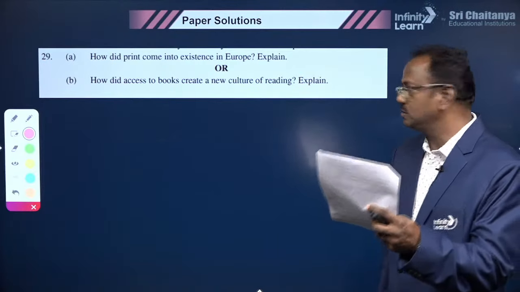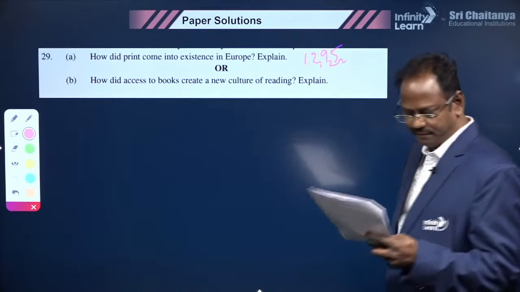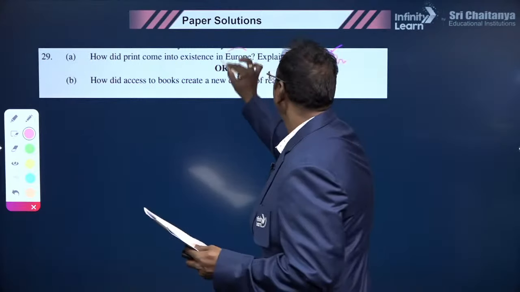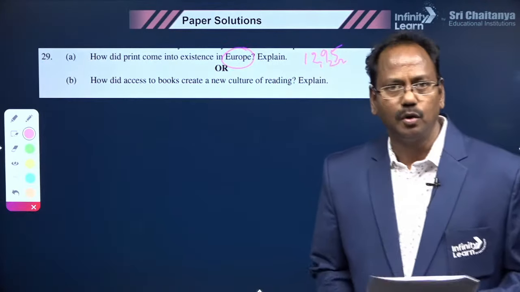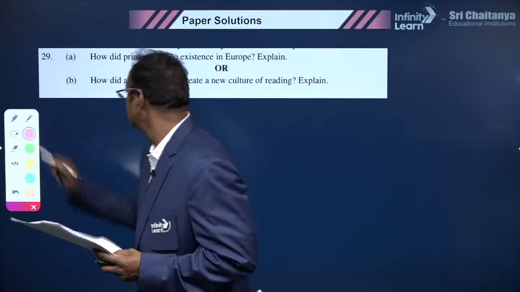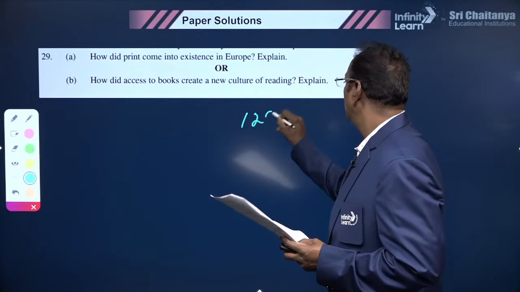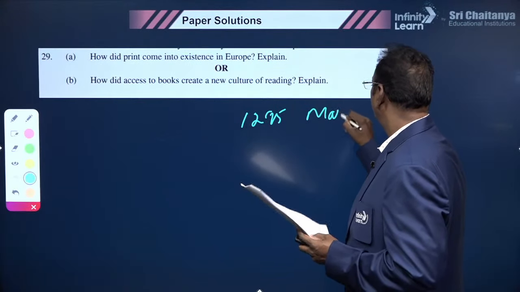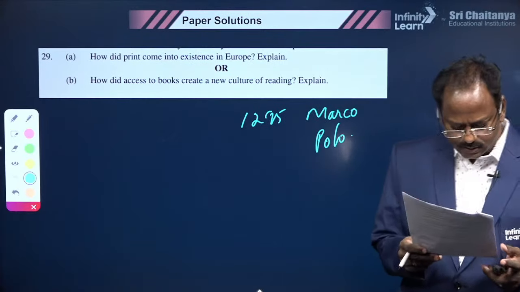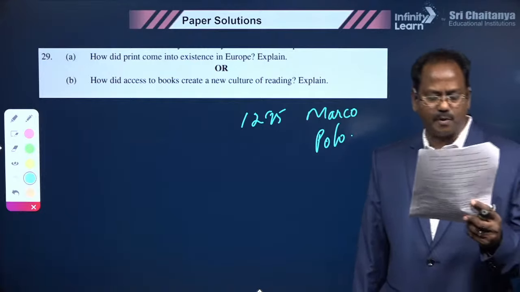Is this related to the period of 1295? Yes. It is all about Europe. In 1295, what happened? Marco Polo. Yes? He was a great explorer. Marco Polo was a great Italian explorer.